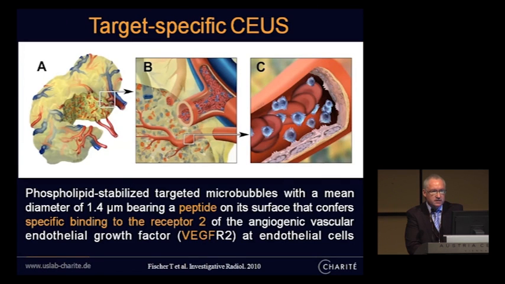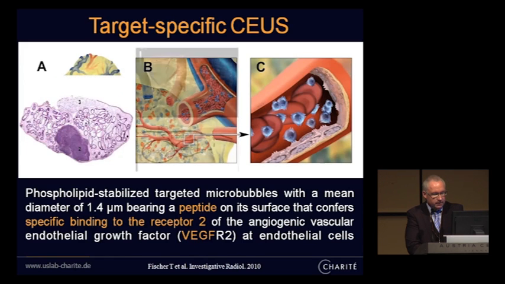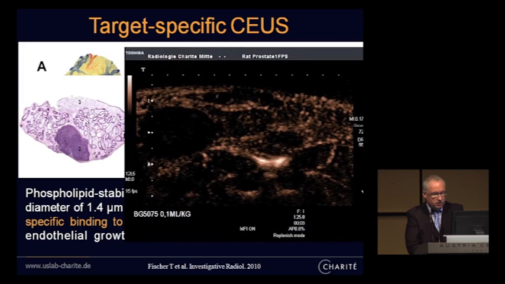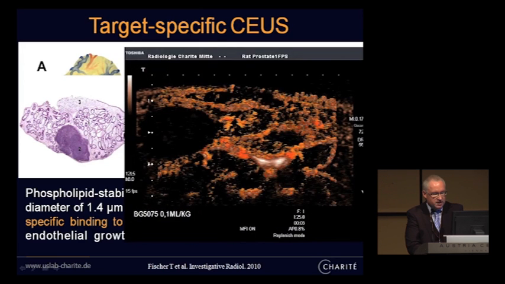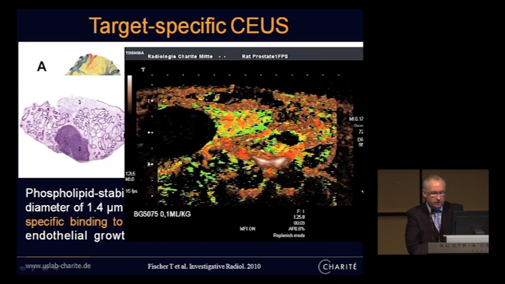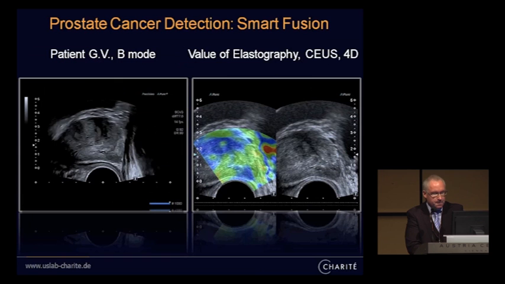One new way is this, target-specific contrast-enhanced ultrasound, to use ultrasound as a molecular tool. This is a rat prostate, 2 millimeters in size, and we see very nicely the perfusion here, once again in this tool, arrival time parametric imaging, to see targeting bubbles only in the tumor, very nicely visible in my opinion.